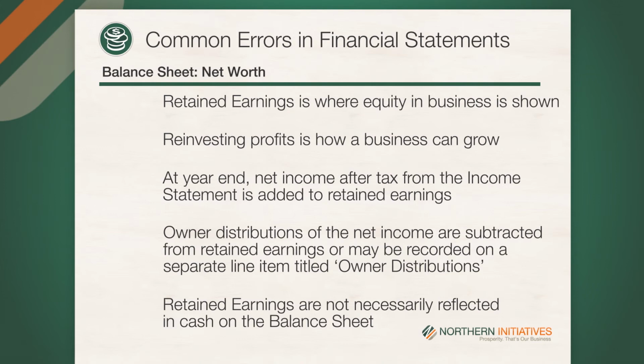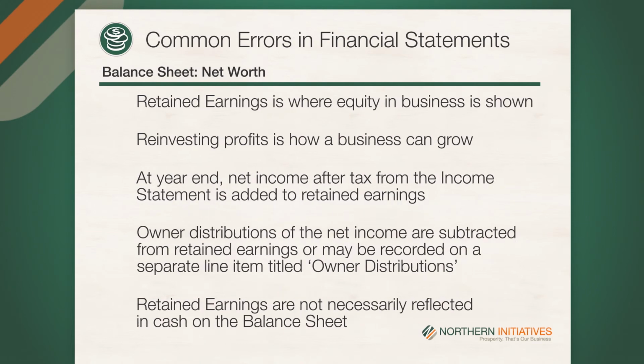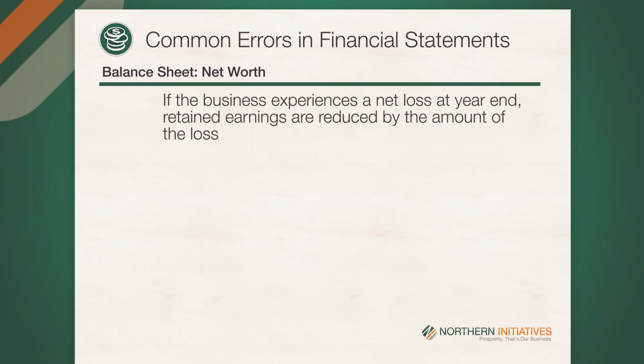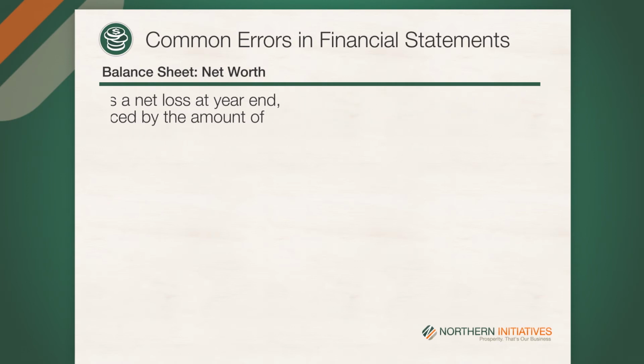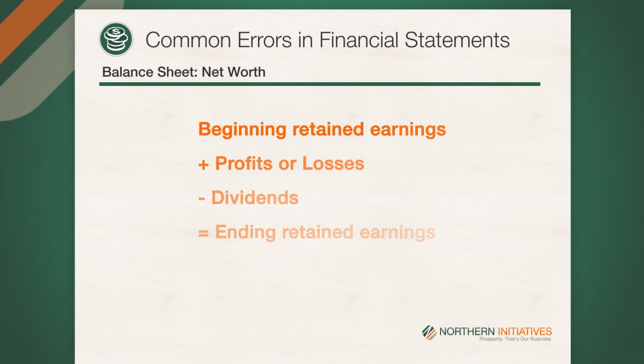Retained earnings are not necessarily reflected in cash on the balance sheet. Profits reinvested in the business in the form of retained earnings may be spent on equipment, debt repayment, or inventory, for example. If the business experiences a net loss at year-end, retained earnings are reduced by the amount of the loss. The formula for retained earnings is beginning retained earnings plus profits or losses minus dividends equals ending retained earnings.